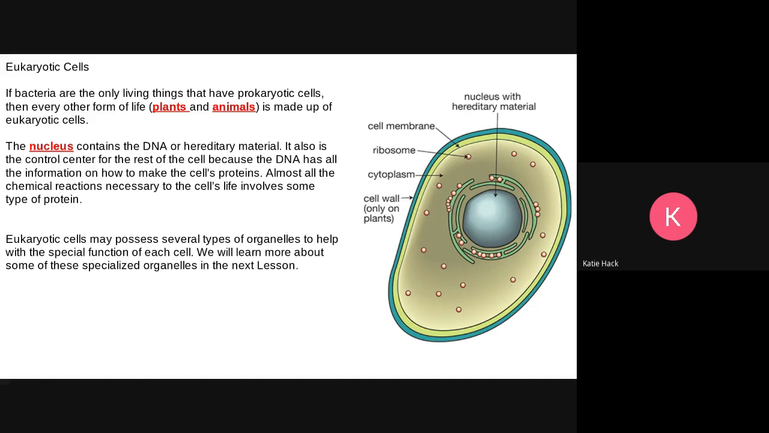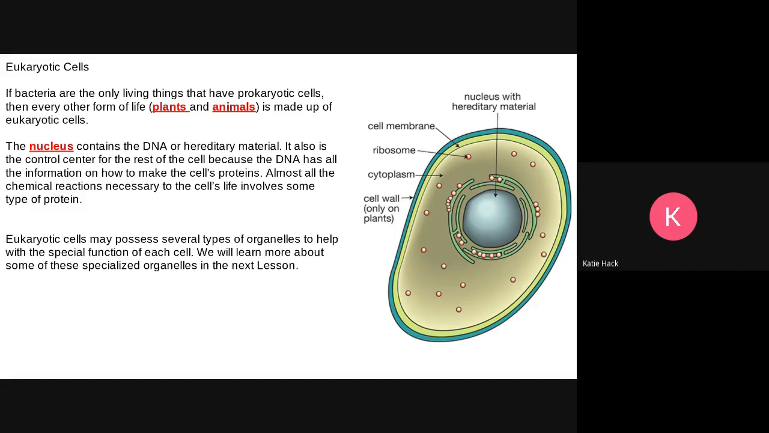Okay, so the eukaryotic cells. If bacteria are the only living cells that have prokaryotic cells, then every other form of life, which are plants and animals, is made up of eukaryotic cells. So prokaryotic cells are bacteria alone, and eukaryotic cells are everything else that's alive.